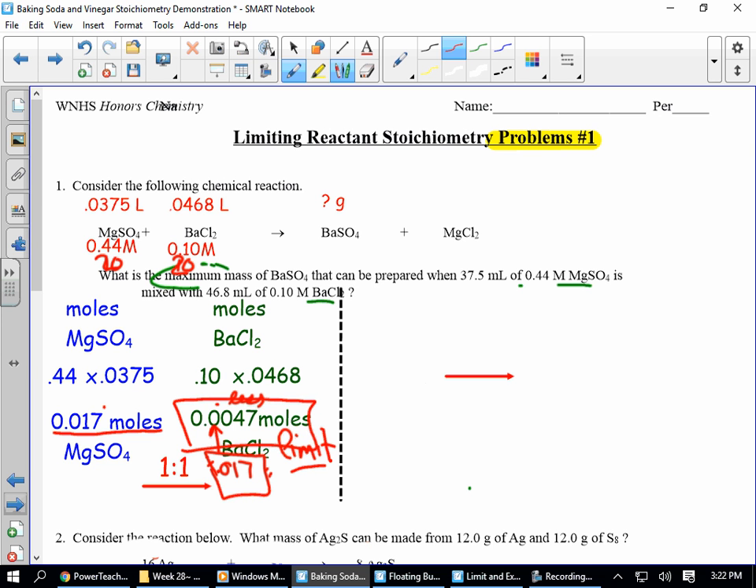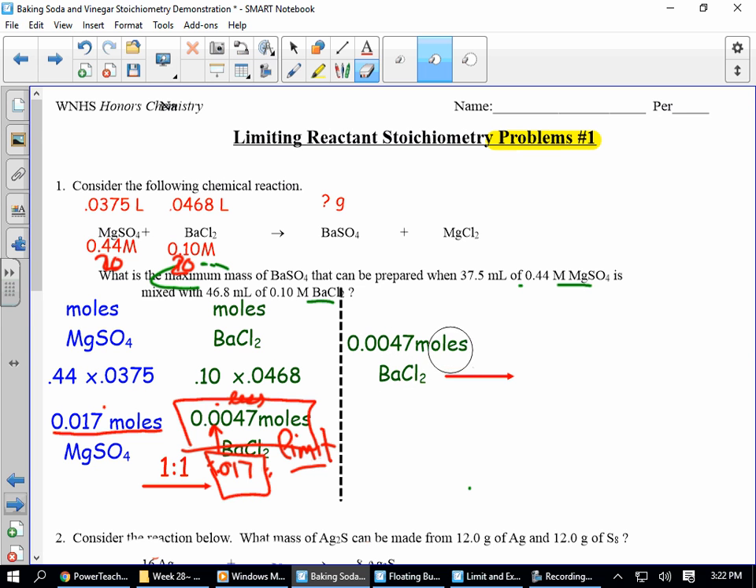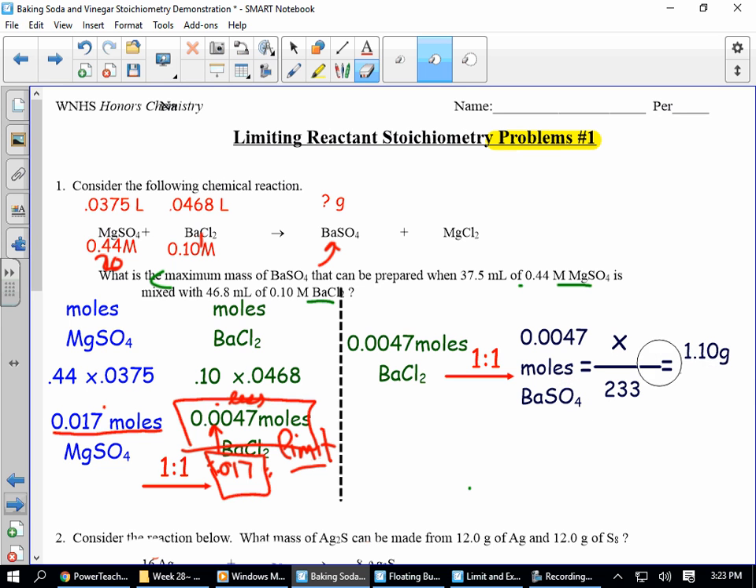Now, the third part is that you should use your limiting reactant to finish the problem. So this is my limiting reactant. This is a 1-to-1 ratio, and this is my target. It's also how many moles I have of BaSO4, and that's what gives the maximum mass of BaSO4. But I wanted to know mass, so I multiply by the formula weight of 1 barium, 1 sulfur, and 4 oxygens, which gets me 233. When I multiply that together, I get 1.1 grams of BaSO4.